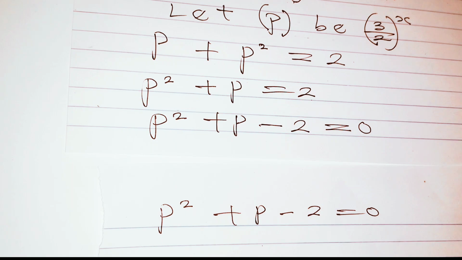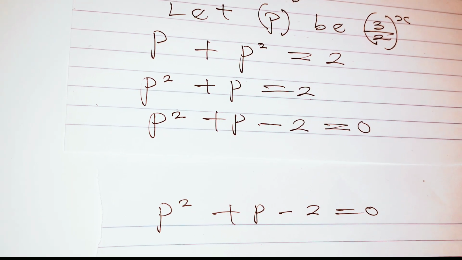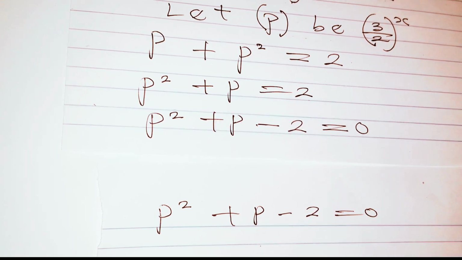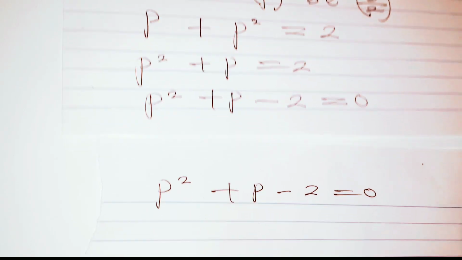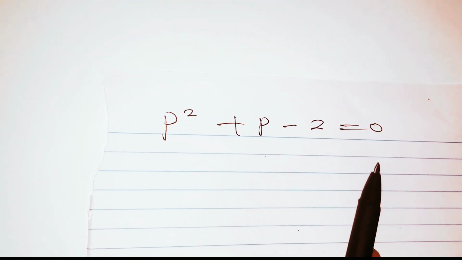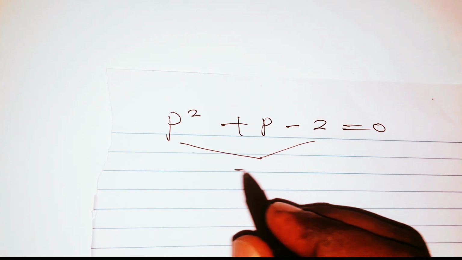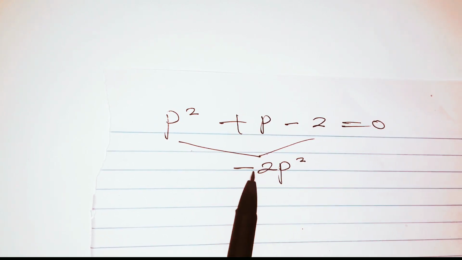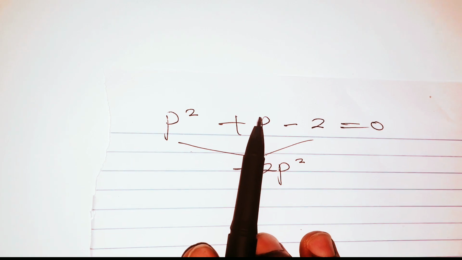If you are still struggling with the factorization method, I refer you back to one of my videos on factorizing quadratic equations. You can just go and watch and gain some fundamental understanding on how to factorize a quadratic equation. So here we have p squared plus p minus 2 equal to 0. So we can just multiply this and this together. This becomes minus 2p squared. So two factors to be multiplied to get minus 2 and to be added to get plus 1, because 1 is the coefficient of p here.